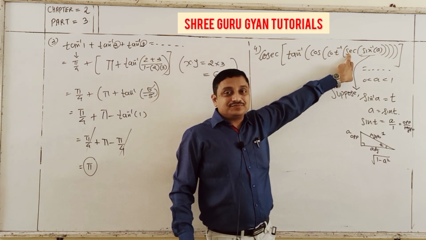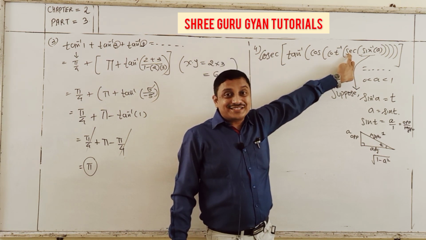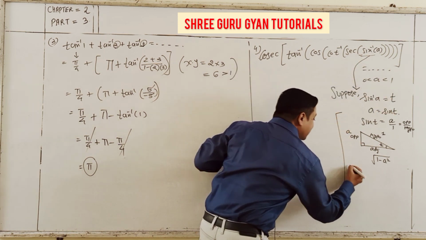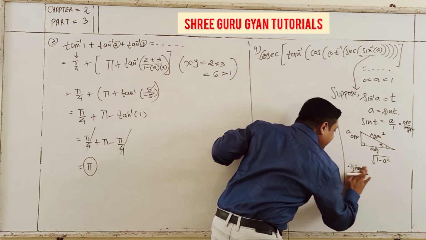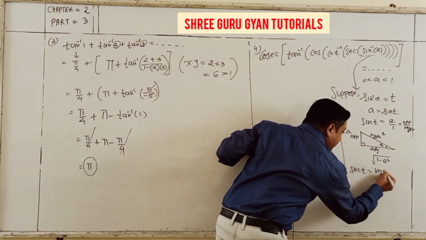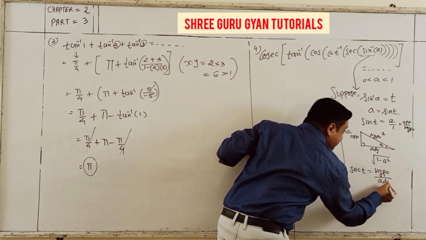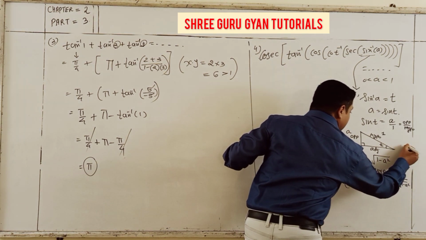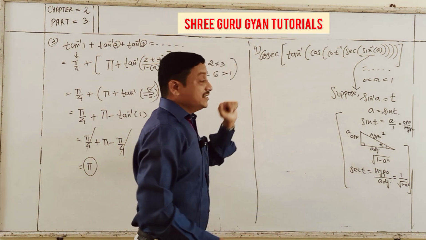But wait here, what do I want? I want sine here. This is the t. So using the triangle, you will cover sin t. After that, now sec t. Sec t is what? Hypotenuse upon adjacent, 1 upon under root 1 minus a square. That part I will submit it here.